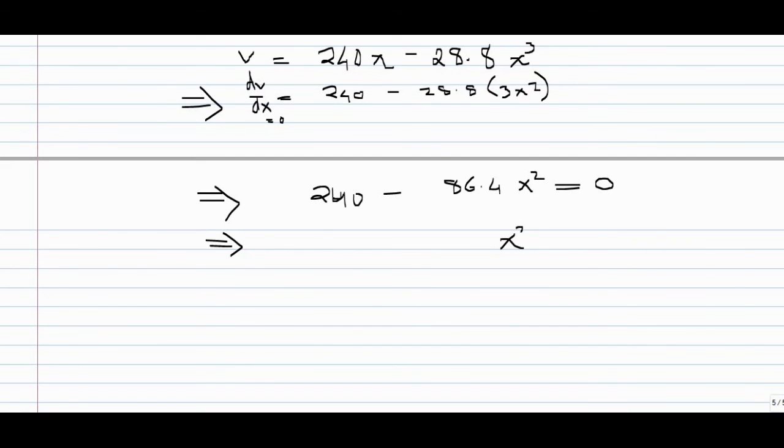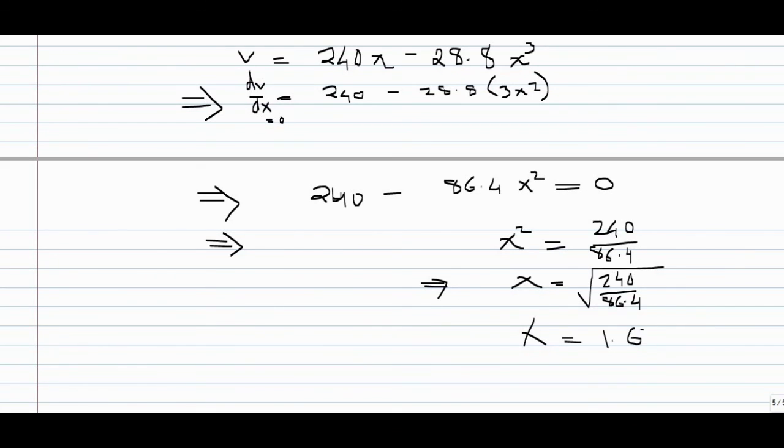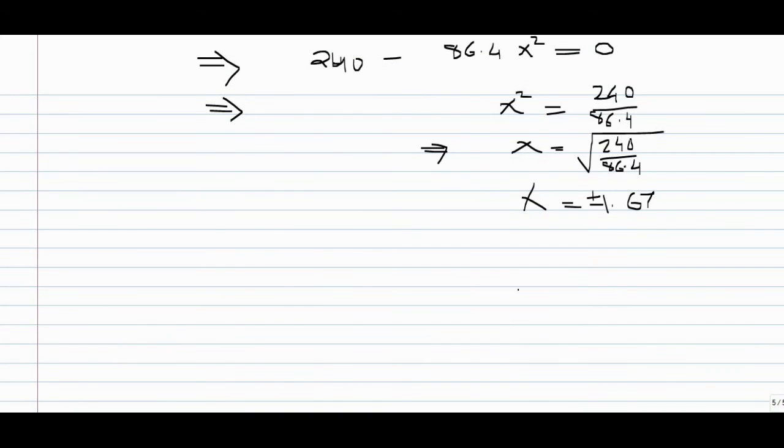So from this find the value of x squared as 240 divided by 86.4, which is x squared is equal to 240 by 86.4, or x is equal to square root of 240 by 86.4, which implies x is equal to plus 1.67.